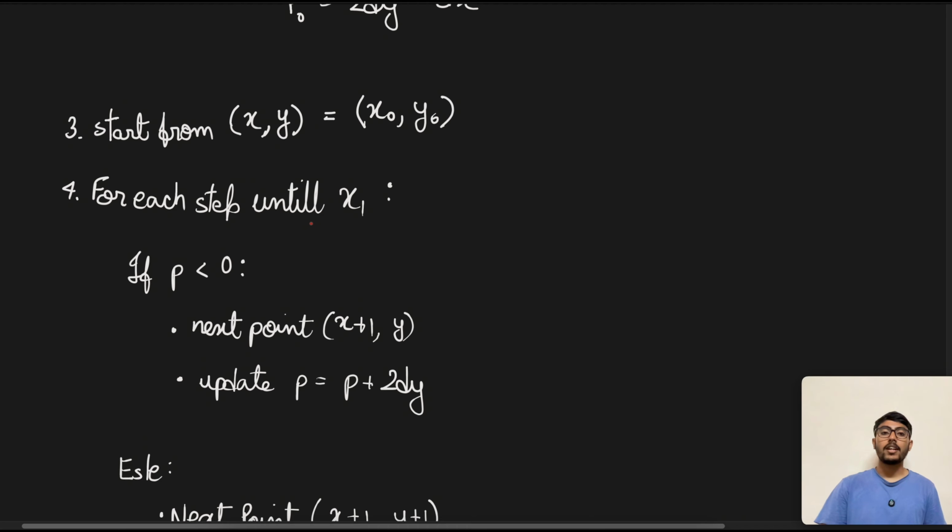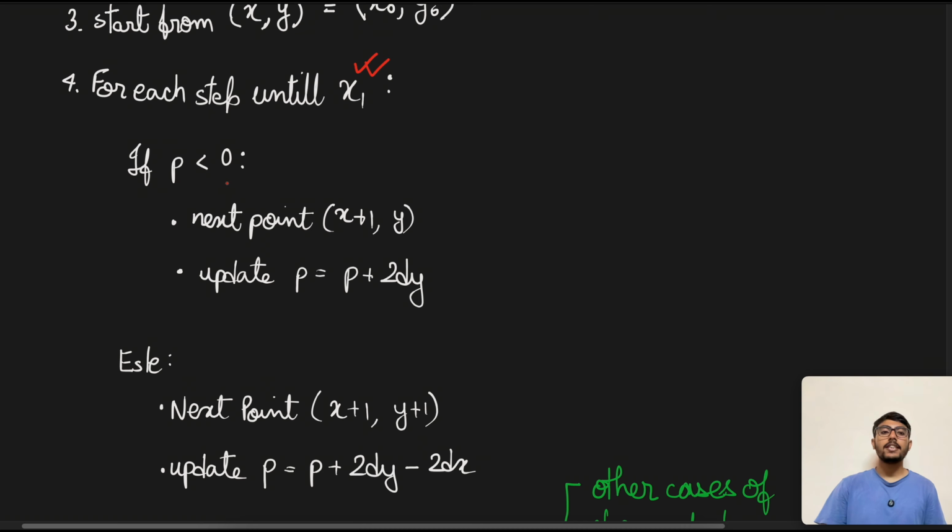We start from the initial point x0, y0, and we then go into a loop. For each step until x1, meaning until the last point is reached, we check if p is less than 0. If p is less than 0, then the next point would be (x plus 1, y), and the update logic for p would be p plus 2dy.